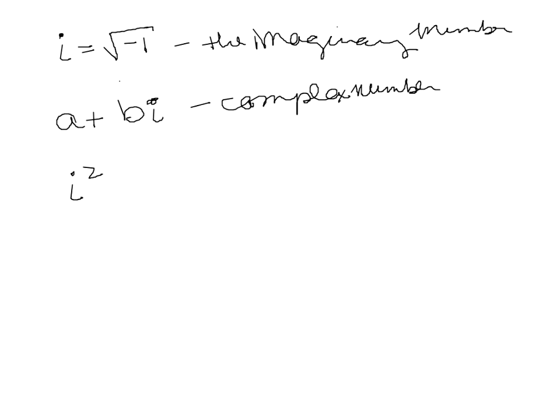And we'll note also that if you take the imaginary number and square it, what you get is -1. So i squared is equal to -1. So we're going to look at operations on complex numbers.